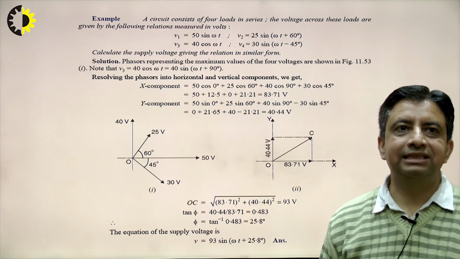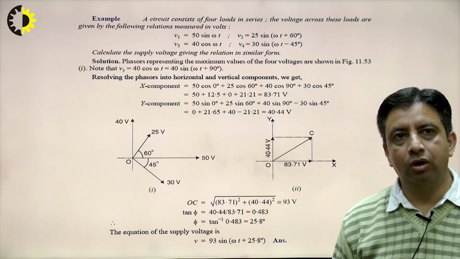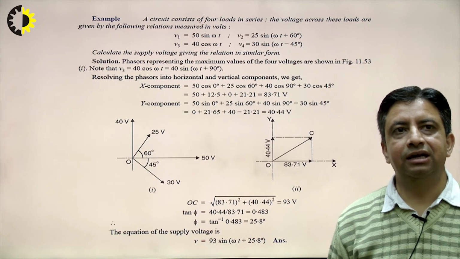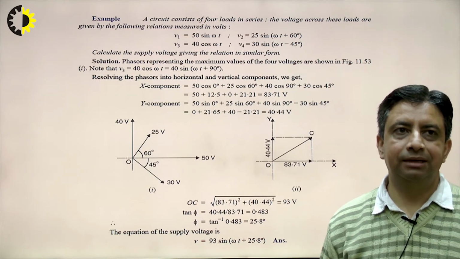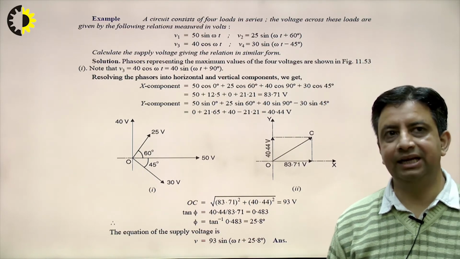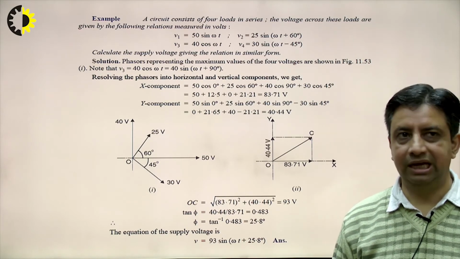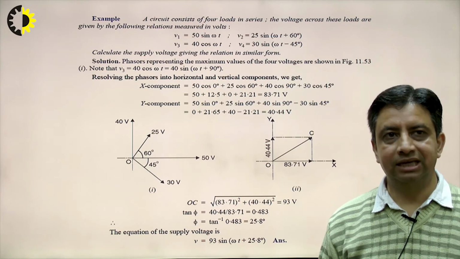So, as you can see here, V1, V2 and V4 are already in the sine form. Only the V3 phasor is in the cosine form. So, again using the relationship that cos omega t equals sin(omega t + 90 degrees), first we will convert this quantity into sine form. Now we have all the 4 quantities in the sine form.